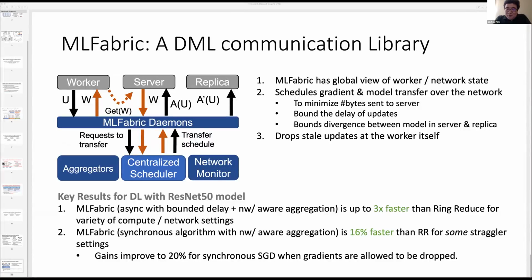Okay, thank you. We got another question from Ali Tariq. I'm curious about what distributed configuration you used when comparing ML Fabric to the base parameter server, and why. By distributed configurations, I mean how many workers and parameter servers?